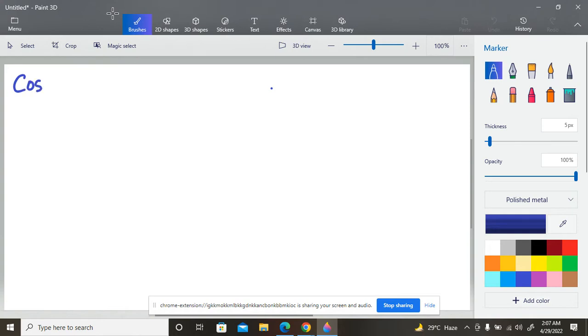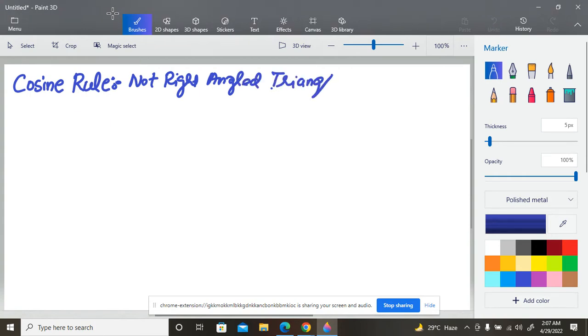So, cosine rule, the third part of the trigonometry section. Cosine rule is a rule used for the not right angle triangles. Not right triangles are those triangles which don't have the 90 degrees angle.